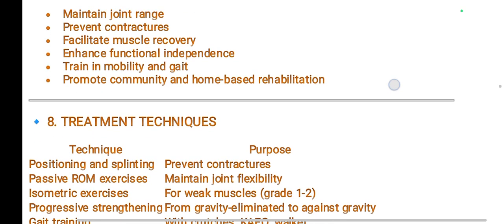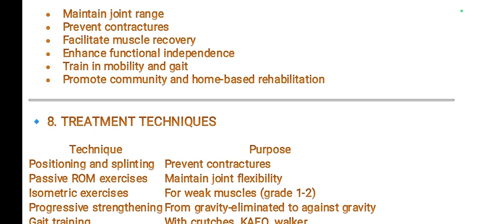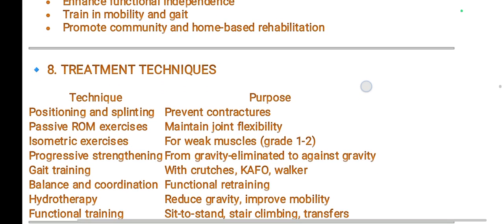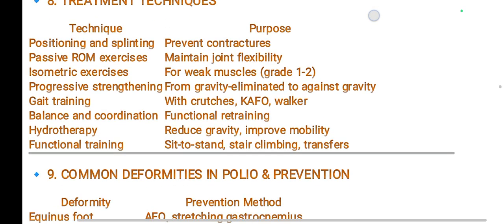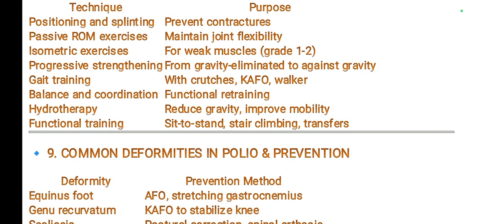Physiotherapy aims: to maintain the joint range, to prevent contractures, to facilitate muscle recovery, enhance functional independence, train in mobility and gait, promote community and home-based rehabilitation. Treatment techniques: positioning and splinting to prevent contractures, passive range of motion exercises to maintain joint flexibility, isometric exercises for the weak muscle grade 1 to 2, progressive strengthening from gravity eliminated to against gravity, gait training with crutches, KAFO, walker.